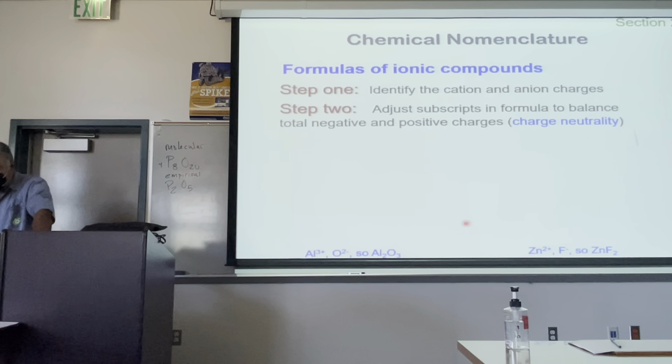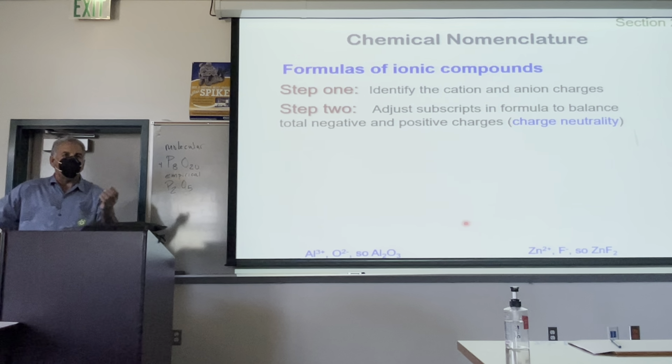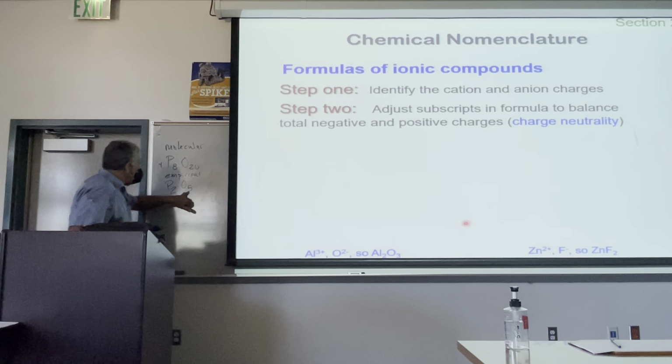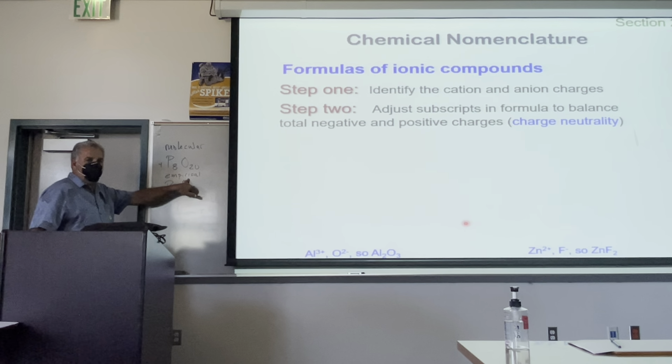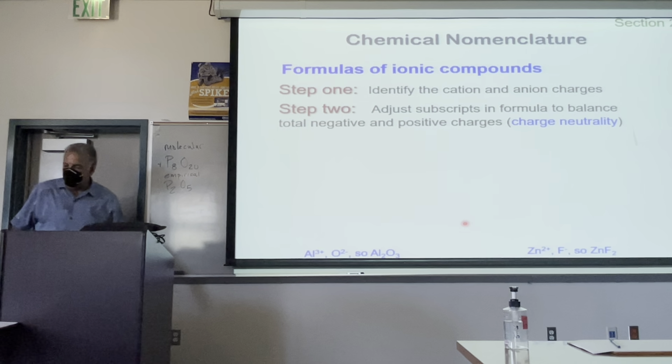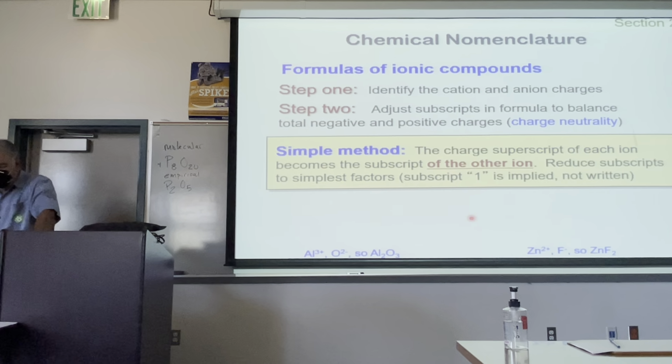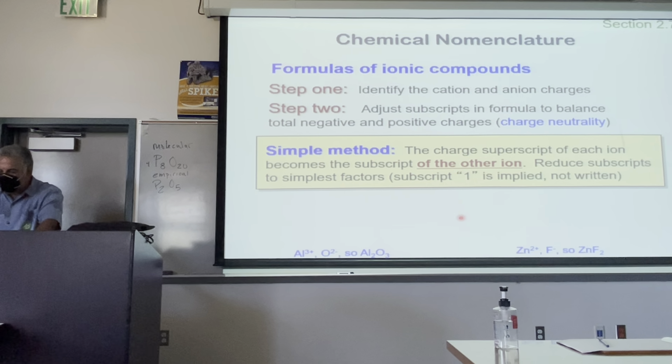Identify the cation and anion charges, then adjust the subscripts, remember, to balance the total negative and positive charges. Again, the subscripts represent how many of each element there are. Subscripts are the lower ones. The superscript represents the charge. Don't confuse the two. Please keep the two straight. Simple method. The charge superscript of each ion becomes the subscript of the other ion.